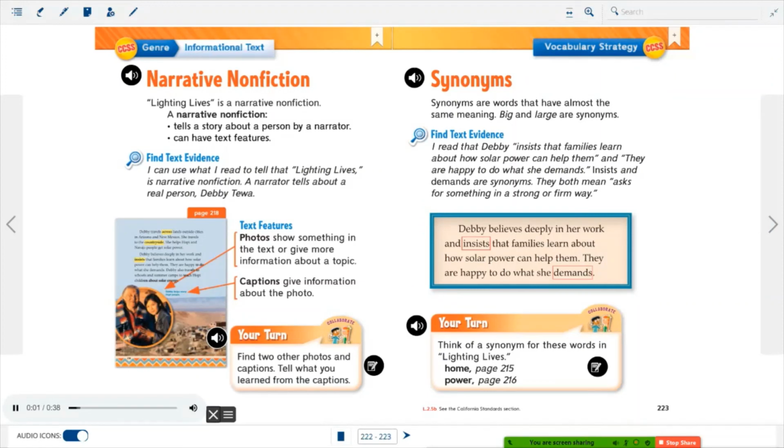Narrative nonfiction. Lighting Lives is a narrative nonfiction. A narrative nonfiction tells a story about a person by a narrator. It can have text features. Find text evidence. I can use what I read to tell that Lighting Lives is narrative nonfiction. A narrator tells about a real person, Debbie Tiwa. Text features. Photos show something in the text or give more information about a topic. Captions give information about the photo.